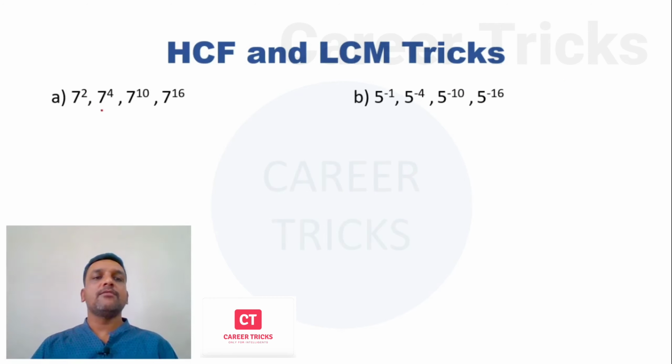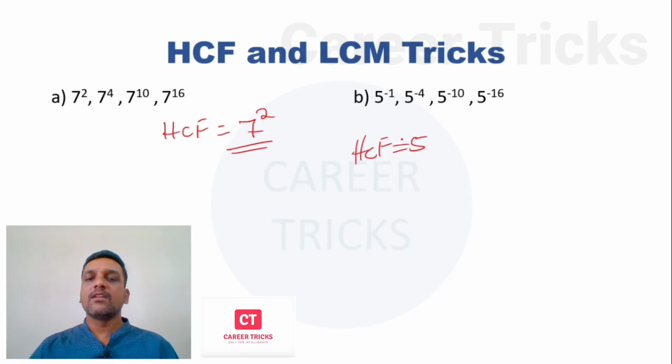For the first problem, we have to check with that. If we are going for HCF, directly we can write 7. And what is the power we have to write? Which is the lowest power in this? 2 is the lowest power. We can write 7 squared is the HCF for this. When you come to this, what is the HCF for this? That is 5. But here we have to write the minus 16. Why? Minus 16 is the lowest number. That's why I'll write the HCF as 5 to the power of minus 16.